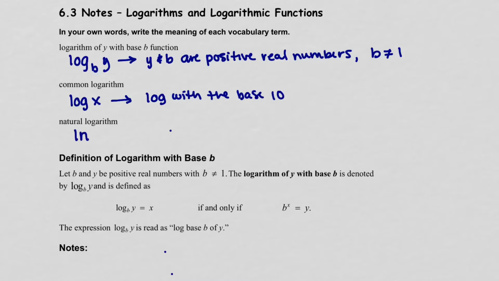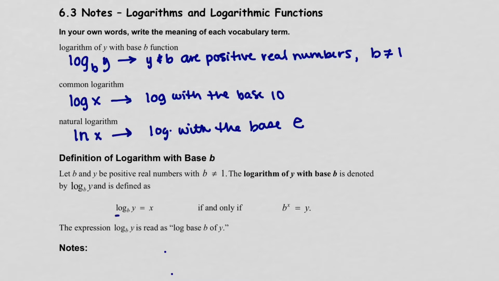Then we have the natural log, which is signified as an ln, and that is a log, but its base is the number e, like we talked about in the last video.